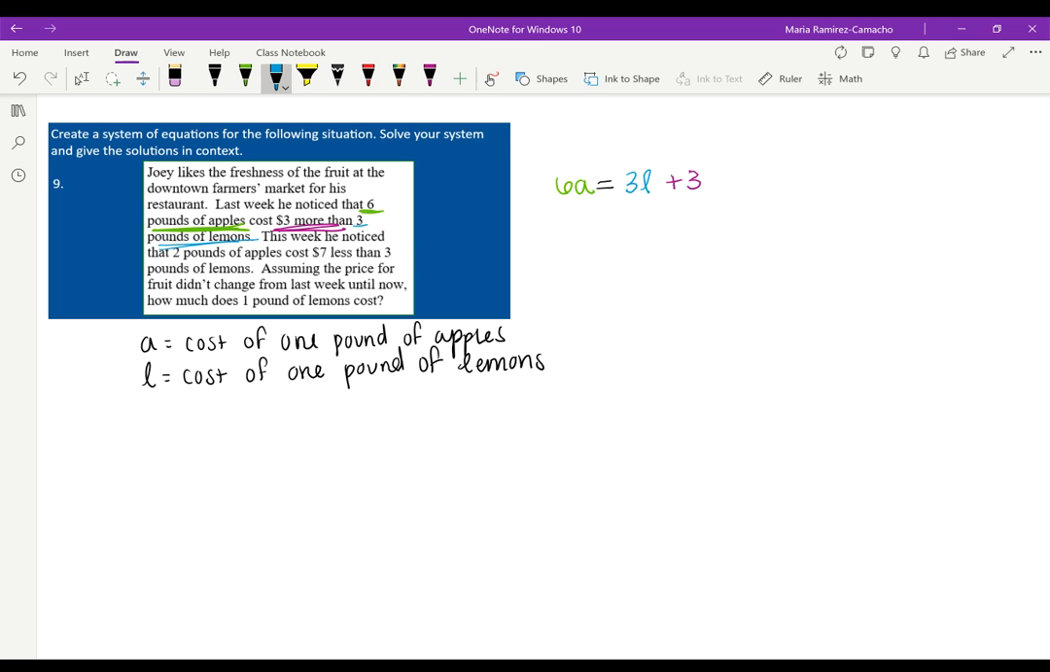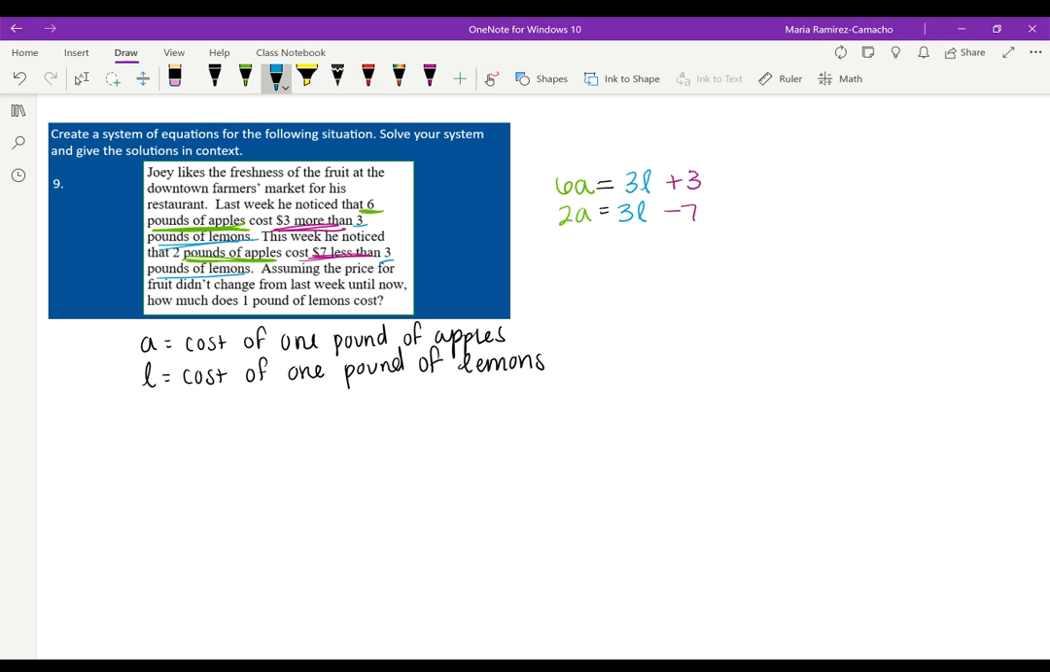The next sentence says this week he noticed that 2 pounds of apples, so 2A, cost $7 less than 3 pounds of lemons. So the cost of those 2 pounds of apples was 7 less than. That means we're taking away 7 from 3 pounds of lemons. So 3L again.